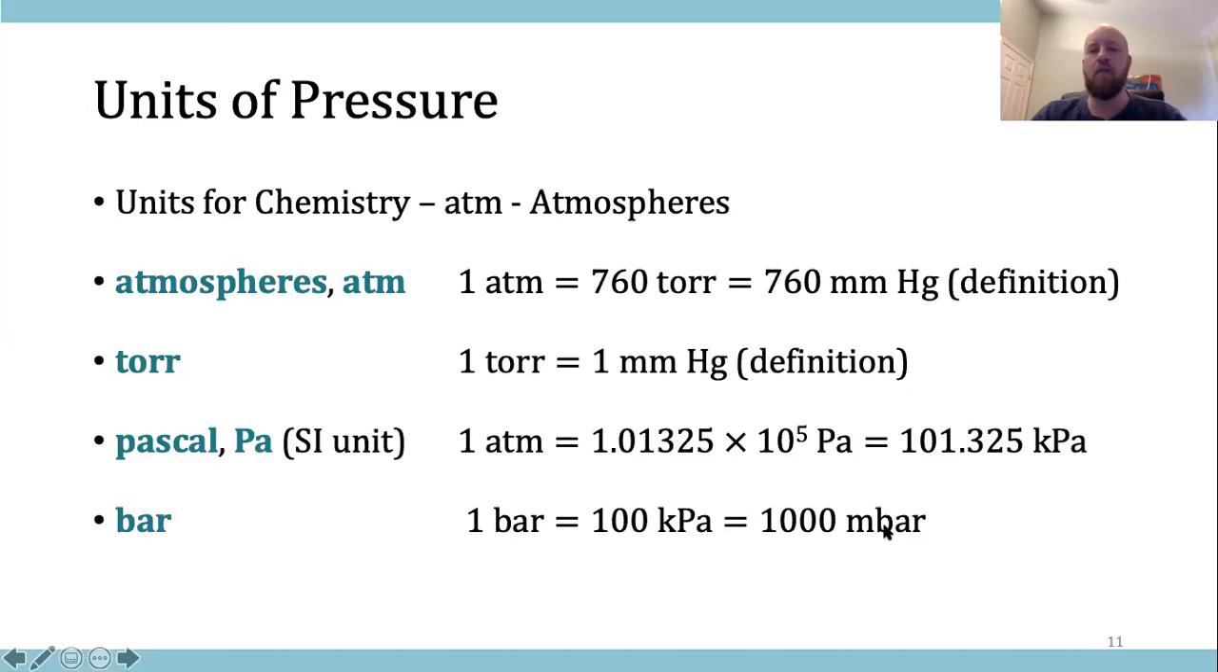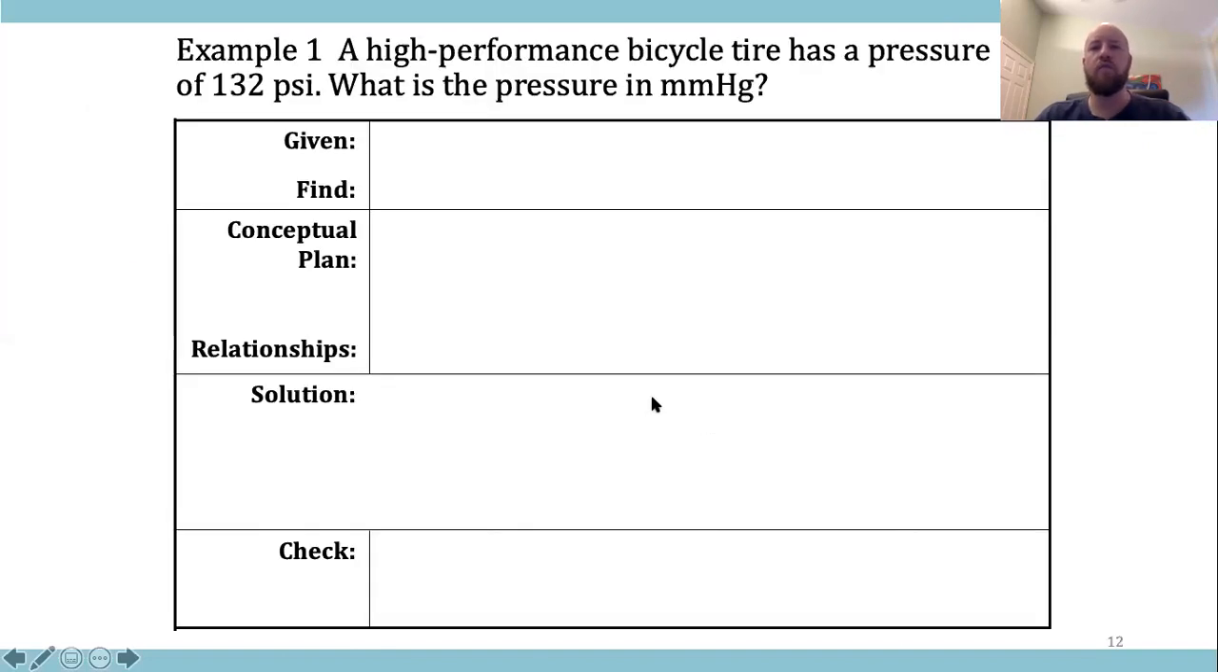Again, the bar, I wouldn't really worry about so much. In every book, as we change different books, there's always some random unit that they throw in there. Like the last book we had was inches of mercury, and I don't even know who uses that. I'm sure there's some US person that uses inches of mercury. But most everybody else uses the metric system, and so we're using millimeters of mercury for the most part. And so we want to be able to convert between those units.